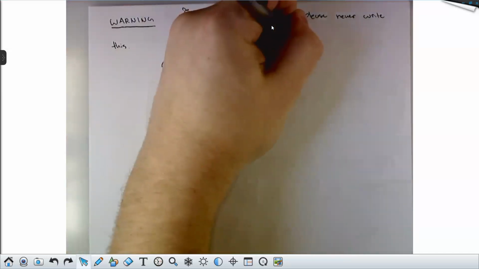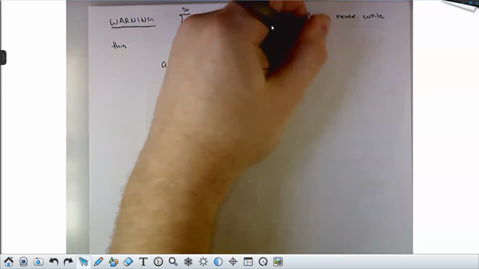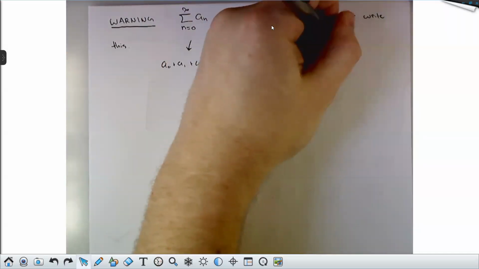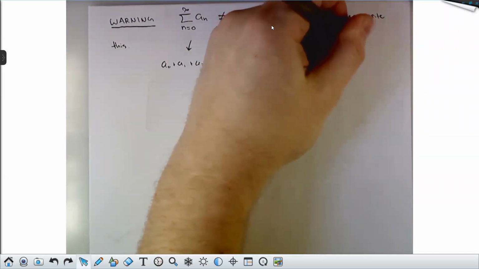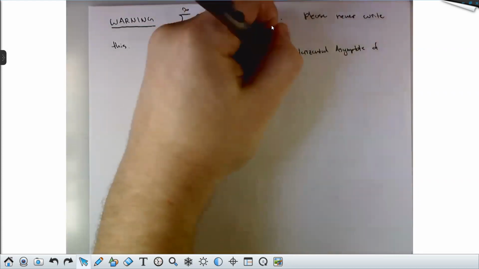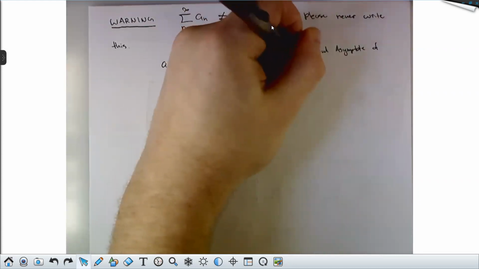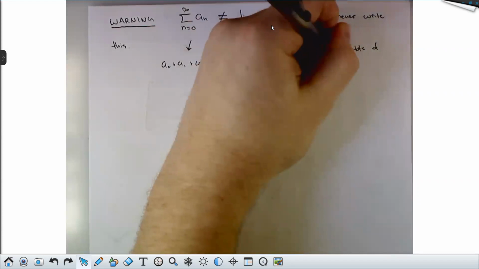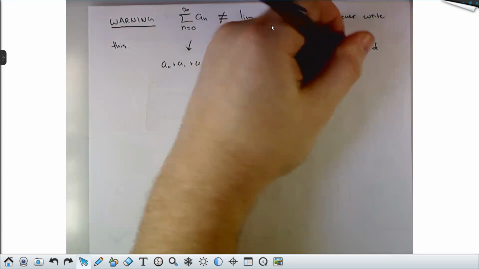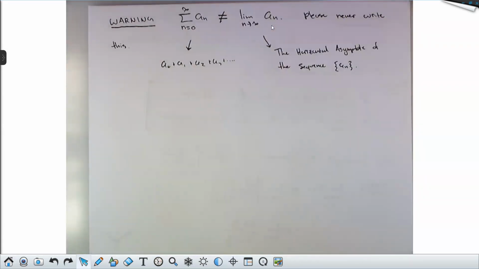This thing is the horizontal asymptote of the sequence a_n. Totally different animals.